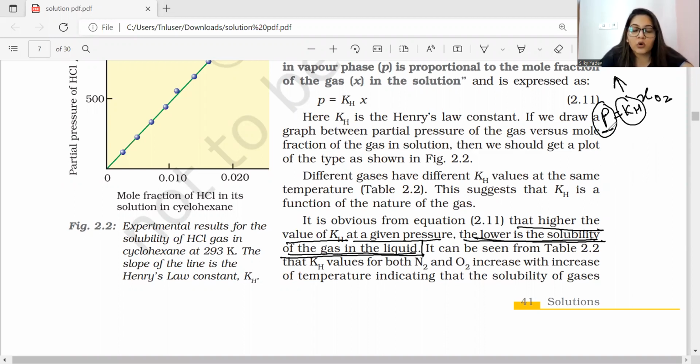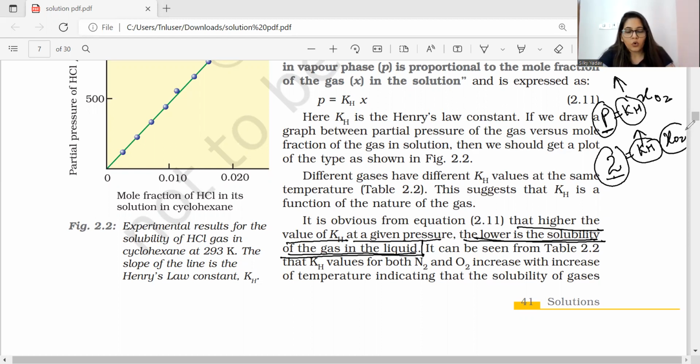Why? See, if I'm saying this is constant, let's say I want to keep it as 2, and you're increasing this, I don't want my answer to be changed. My pressure should be the same. If I'm increasing my KH value, it is very obvious that my mole fraction value will have to decrease, only then this term will remain constant. That means if you're keeping the pressure constant and your KH value is higher, the concentration of your gas particle, that is a solute inside the solvent, is going to decrease.